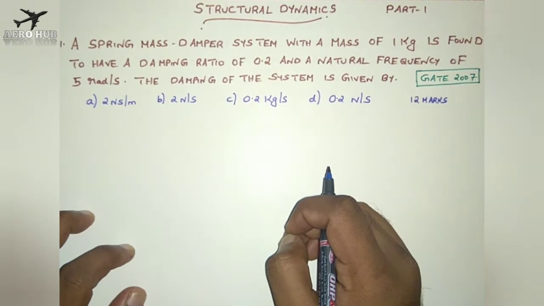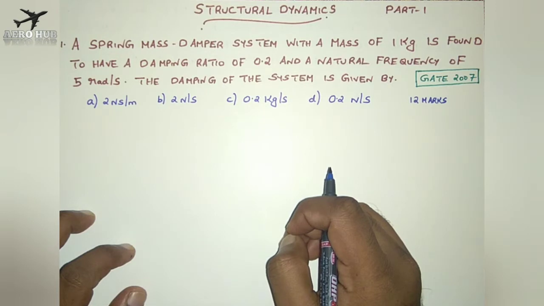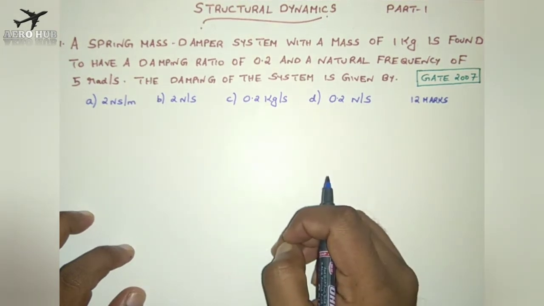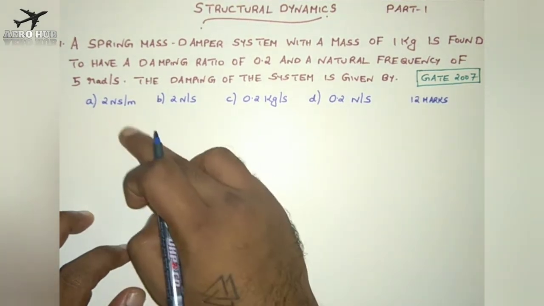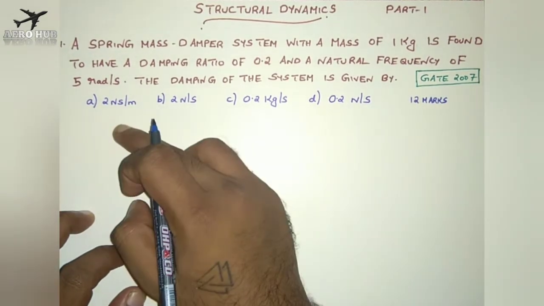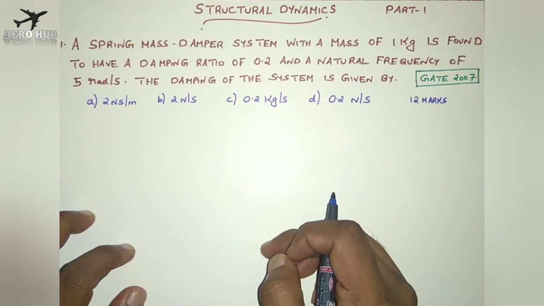If you remember the unit of damping, you have to check the unit of each and every option. The unit of damping is Newton second per meter, and you can see in option A we have the unit as 2 Newton second per meter. So the correct answer will be 2 Newton second per meter.